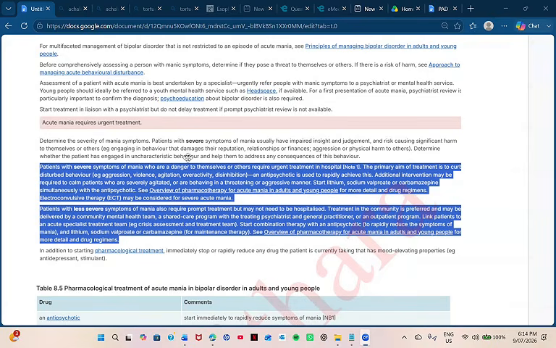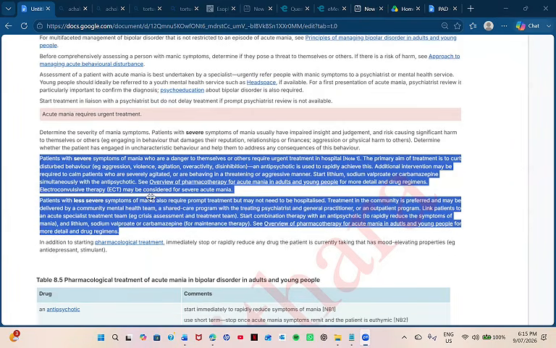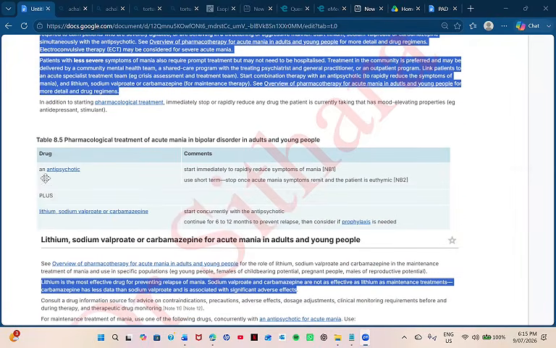Stop the disturbed behavior like overactivity, agitation, violence, aggression, and an antipsychotic is used to rapidly achieve this. Additional intervention may be required to calm patients who are severely agitated or are behaving in a threatening or aggressive manner. Start lithium, sodium valproate or carbamazepine simultaneously with the antipsychotic. So an antipsychotic is started immediately to rapidly reduce symptoms of mania.